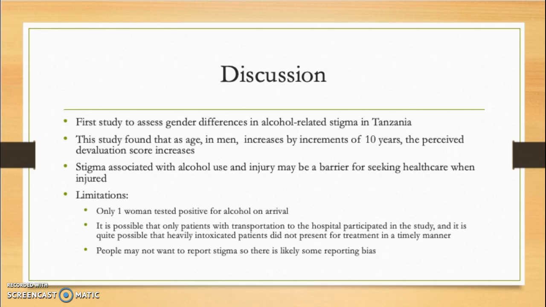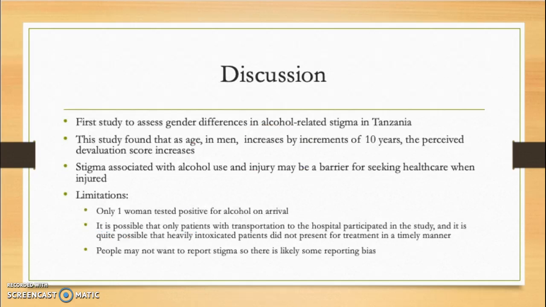This is the first study in this region to assess gender differences in alcohol-related stigma. The study found that as men age, their perceived devaluation score increases. The focus group data indicates that stigma associated with alcohol use and injury may be a barrier for patients seeking health care when injured while intoxicated.